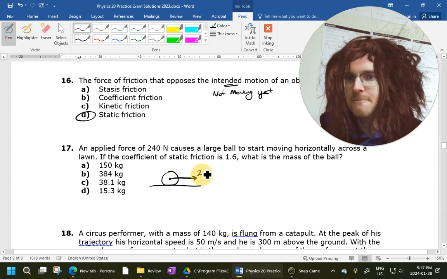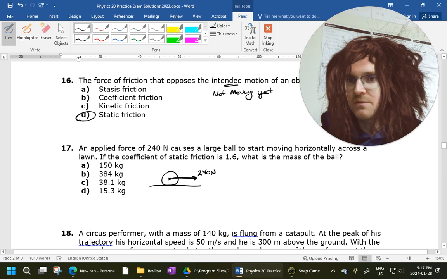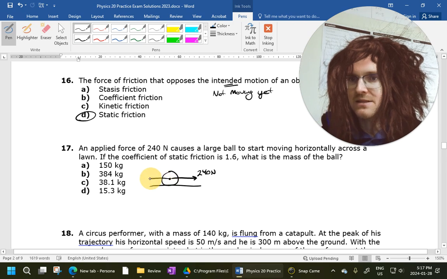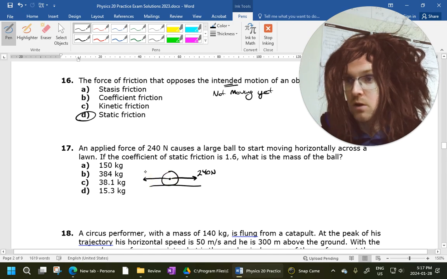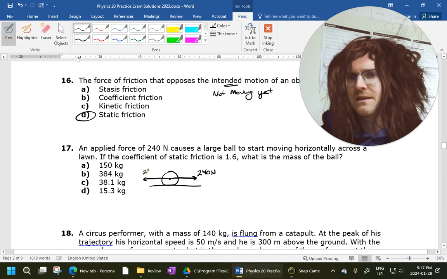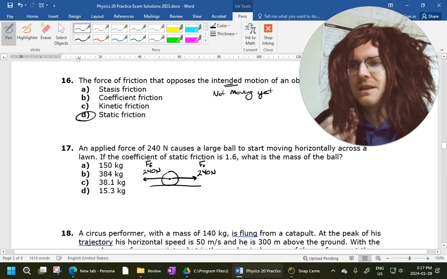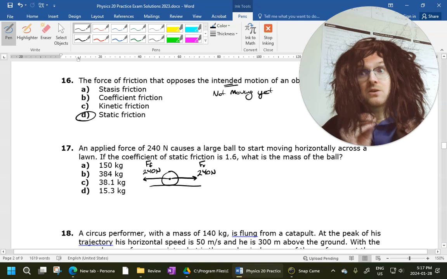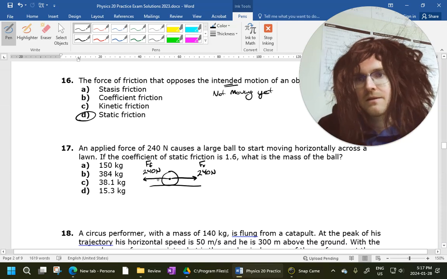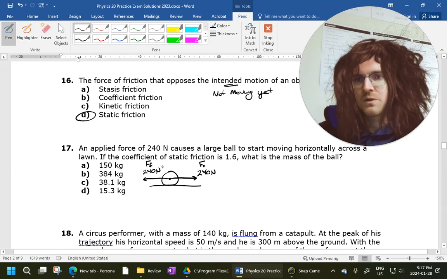So I'm going to say that to get this to start moving, that force applied has to be equal to or be just a little bit more than the actual static friction there. And then the ball will start moving. So this 240 is just got to be a little bit more than the actual friction. So let's just say it is equal, but maybe it's just a tiny bit more. But we're just going to say they are equal because it just started to move here.